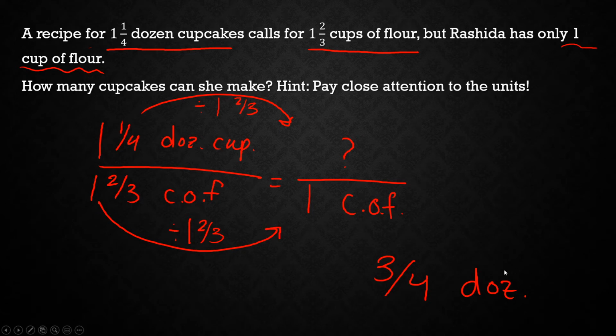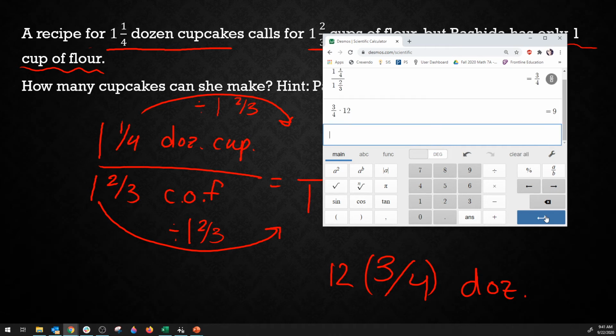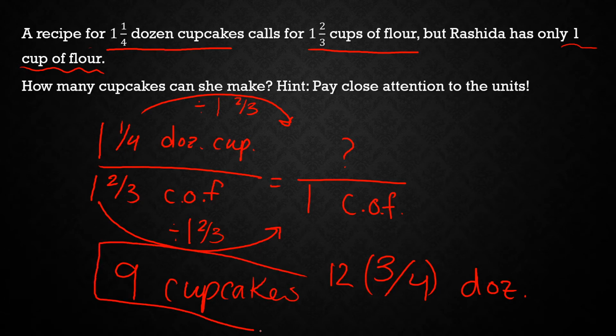So this is the next part that you have to remember to do. We need to take this 3/4 of a dozen and change it into cupcakes. Well, if I think about a dozen, there's 12 in a dozen. So if I take this 3/4 and multiply it by 12, it will tell me how many cupcakes she can make. Which is 9. So she can make 9 total cupcakes.